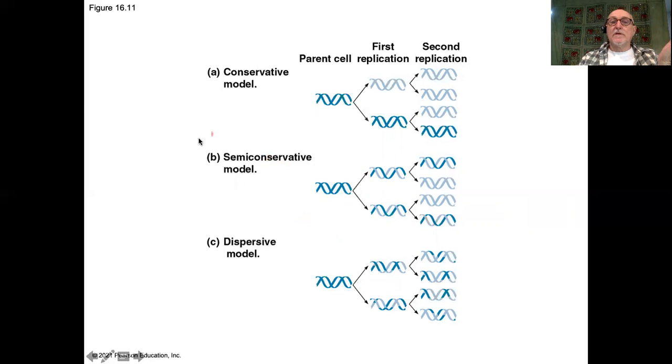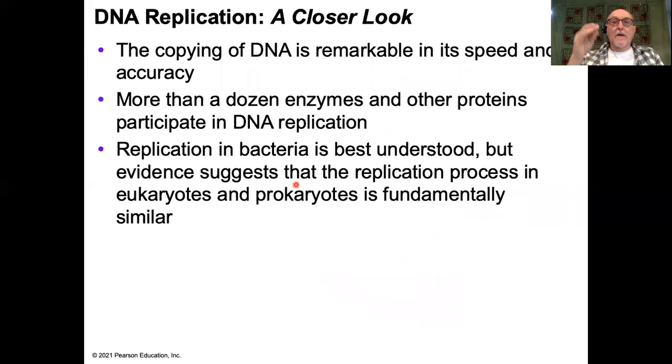Watson and Crick's model said that the semi-conservative was right. And then these workers, Meselson and Stahl, actually positively demonstrated that the semi-conservative model was the correct model. You can read through that if you wish to do so.